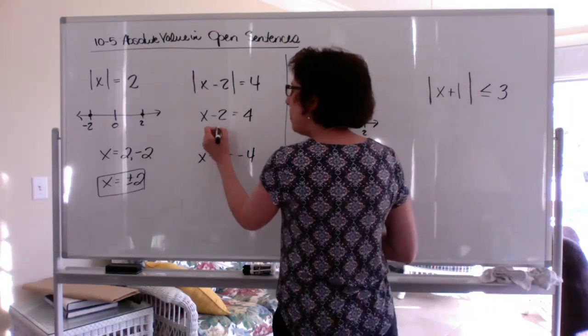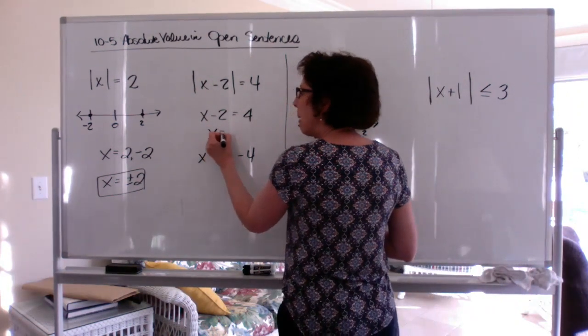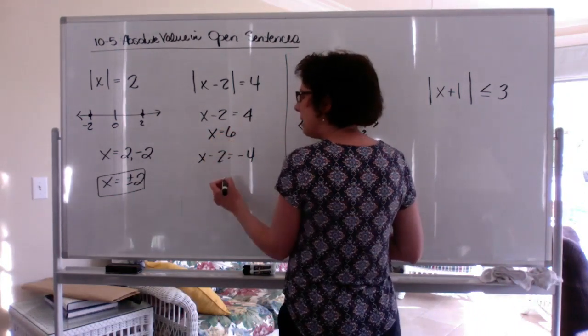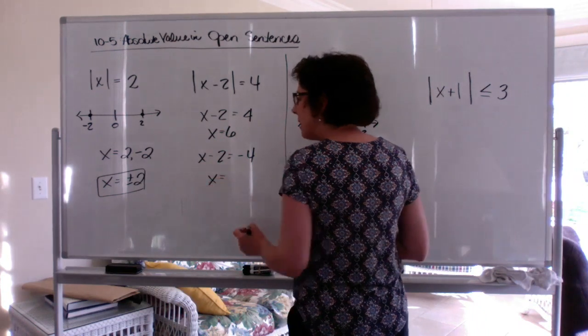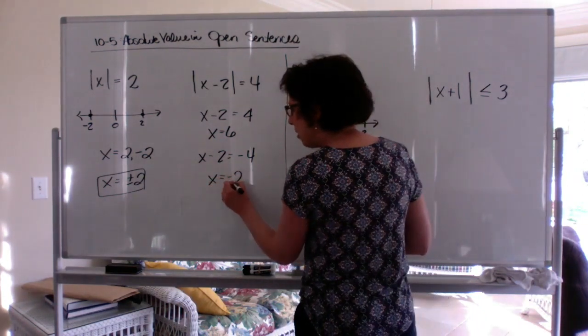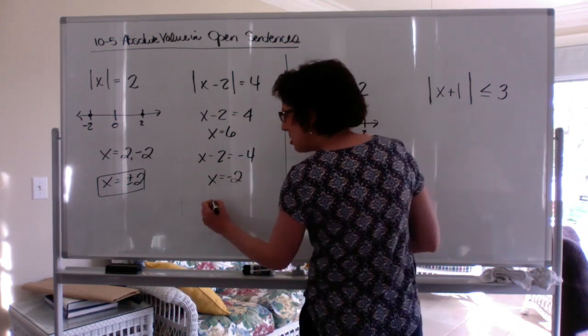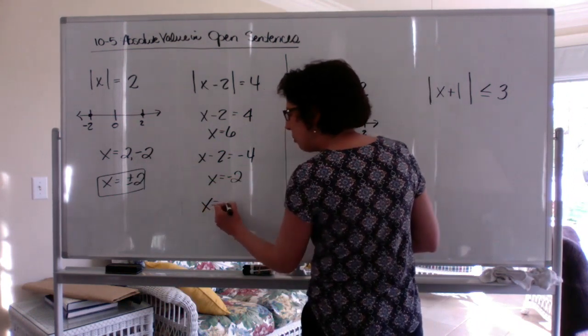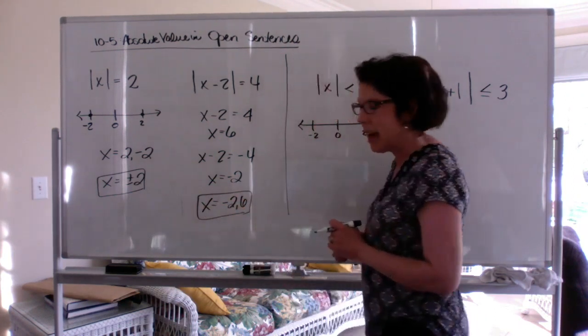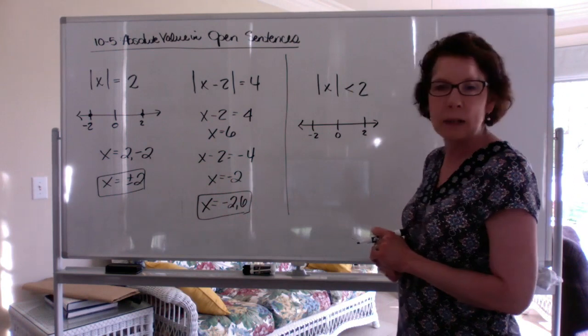So I'm going to go back up here, and of course, I'm adding 2 to both sides to isolate my variable. x can equal 6, and down here, x can equal negative 4 plus 2, which is negative 2. So when I write my answer, I'm just going to come down and write x equals negative 2 or 6. Those both satisfy the absolute value.